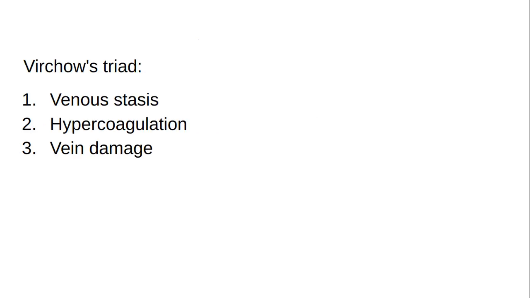Forming of venous thrombosis, Virchow's triad has been used to explain its pathophysiology. Venous stasis is where there is slowing or obstruction to the flow of venous blood. Hypercoagulation is where there is an imbalance between clotting factors and anti-clotting factors leading to increased clotting risk. Vein damage can be intrinsic or secondary to external trauma. It may result from accidental injury or surgical insult.